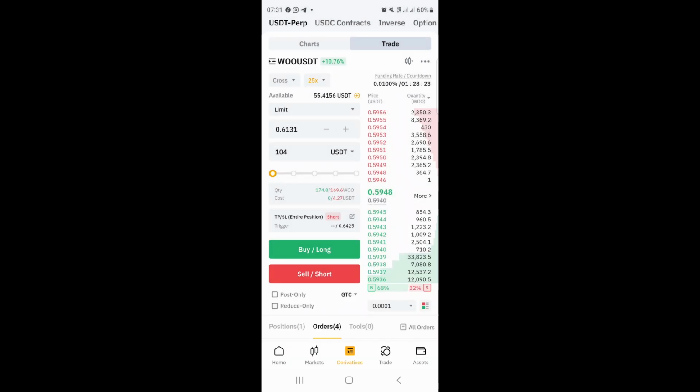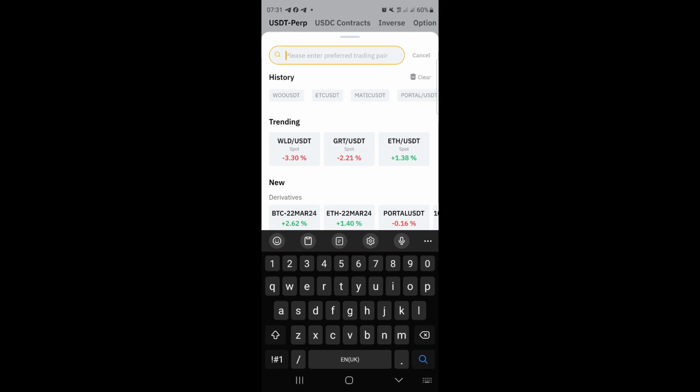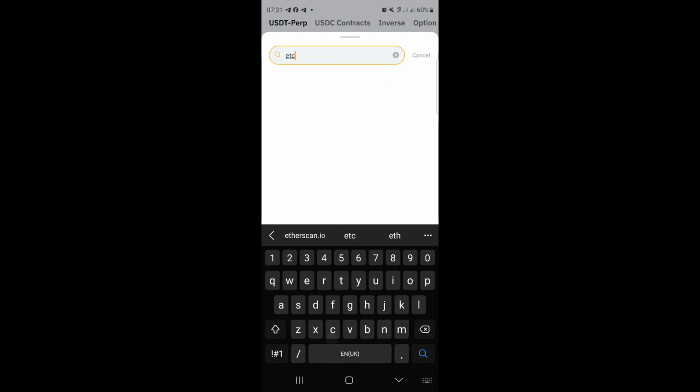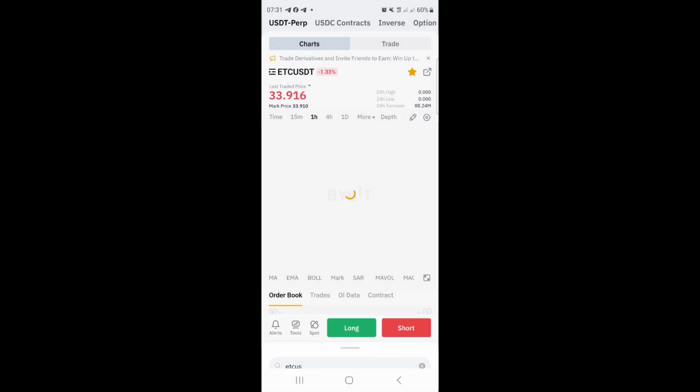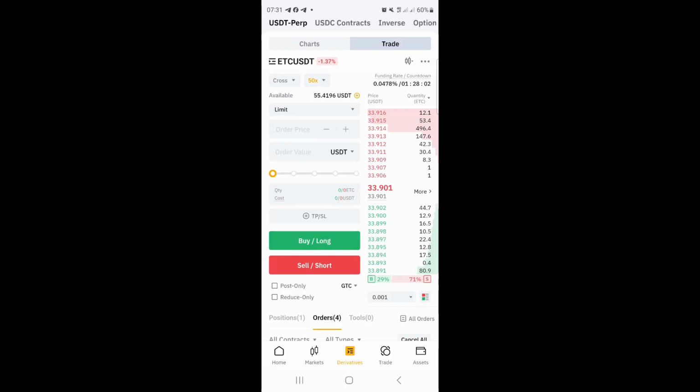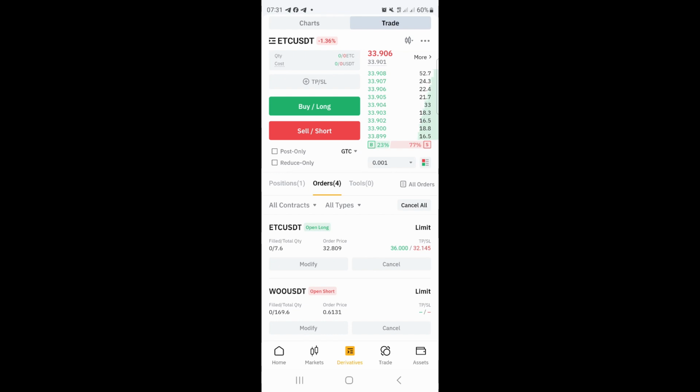So that's it. We're going to go to the next trade, which is the ETC long. This was a short trade. We're going to go to ETC long. So come here, change this to ETC USDT. You can see the USD perpetual. So click on it, go to trade. You can see this order.